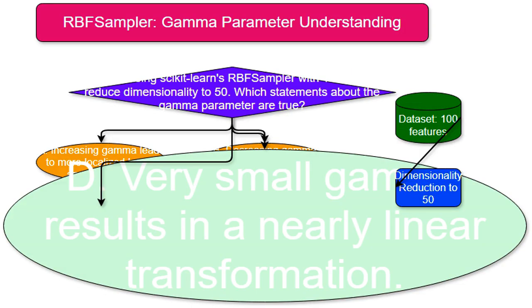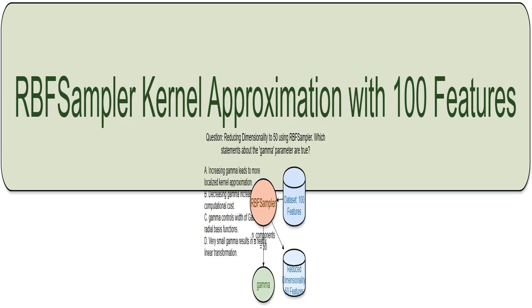Our goal is to reduce the original 100 features to 50 using RBFSampler. This dimensionality reduction is a common task in machine learning to help decrease computational cost and avoid overfitting. The gamma parameter plays a big role in how effectively this reduction is achieved. I'm using scikit-learn's RBFSampler to approximate a kernel. My dataset initially has 100 features. I want to use RBFSampler for dimensionality reduction.